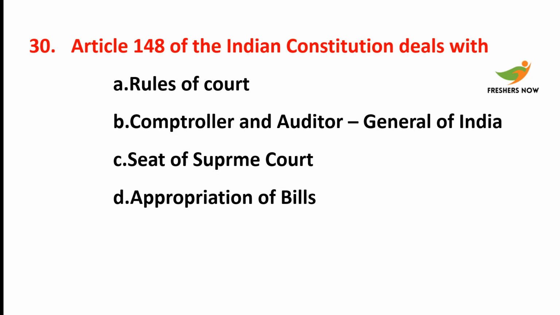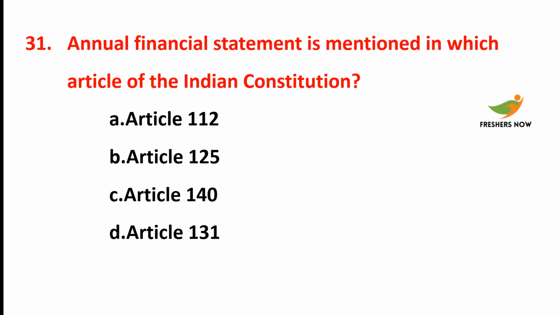30th question. Article 148 of the Indian Constitution deals with? And the answer is B, Comptroller and Auditor General of India. 31st question. Annual financial statement is mentioned in which article of the Indian Constitution? And the answer is A, Article 112.